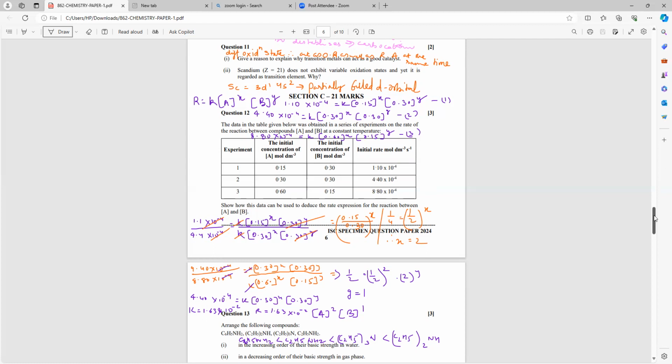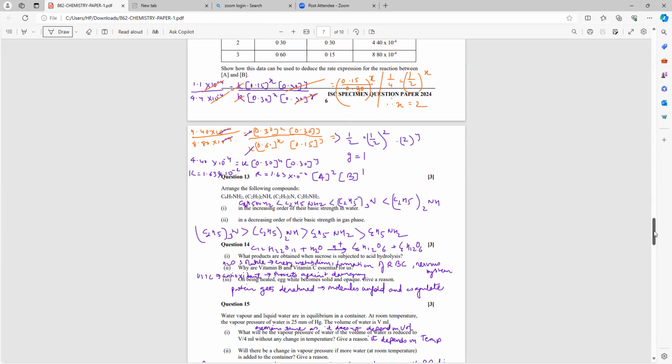X is equal to 2. In the second case, we are dividing equation 2 by 3. So we are getting Y is equal to 1. Then you will substitute the values and you will get the answer. R is equal to 1.63 into 10 to the power minus 2, [A] raised to the power 2, [B] raised to the power 1.